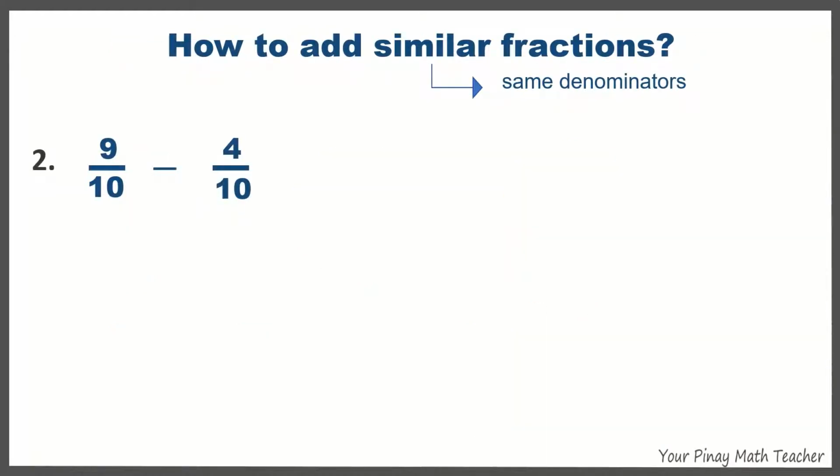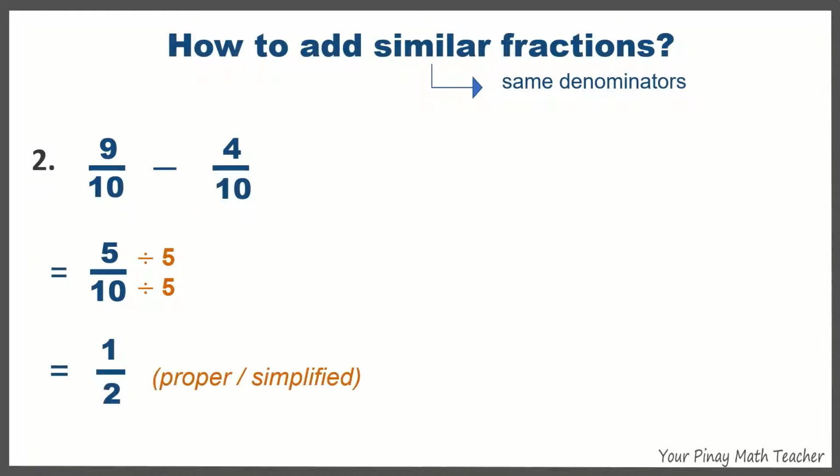Number 2. 9/10 minus 4/10 is equal to 5/10. This can still be reduced by 5. So the final answer is 1/2.